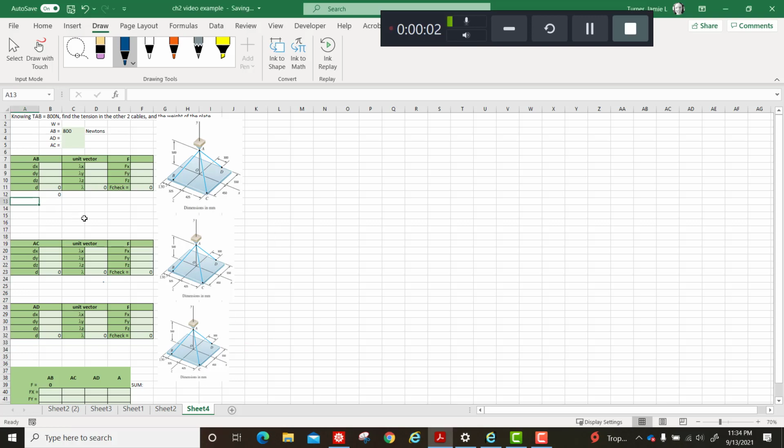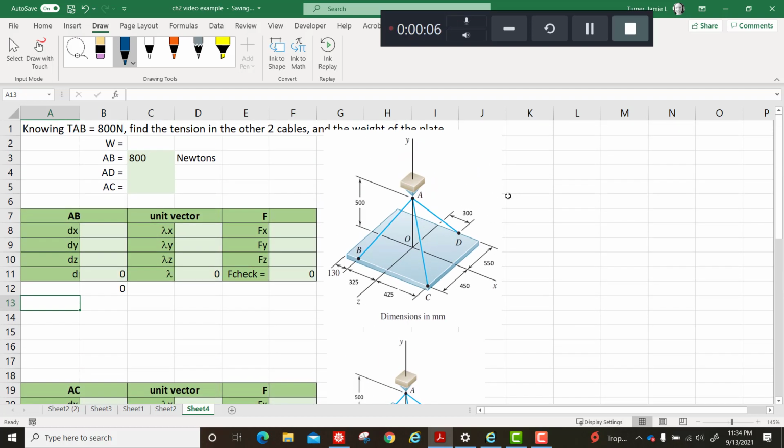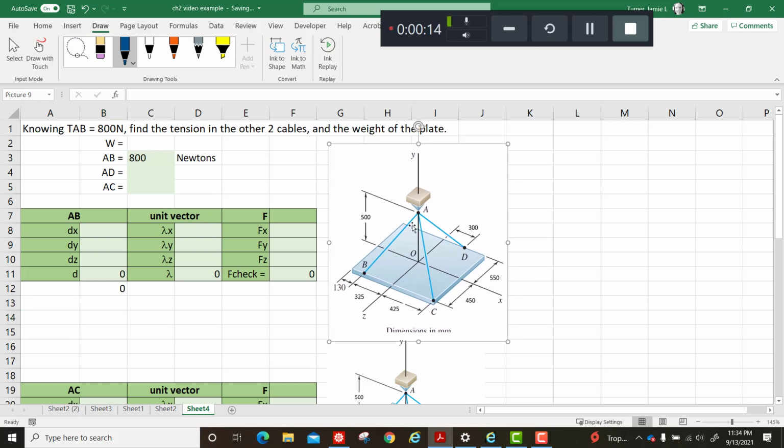Okay, so let's see if we can walk through one of these problems. I went ahead and changed up these dimensions from what's in the book and what's in some other places. The idea for all of these is you're going to know one cable, or maybe you know the weight, you know one piece of this, and you have to solve for the rest of it using equilibrium. So forces in the XYZ direction are all going to add to zero. We end up with three equations, and so we can solve for three unknowns.